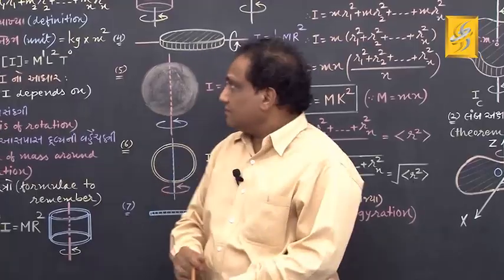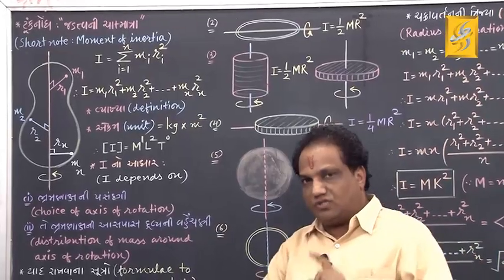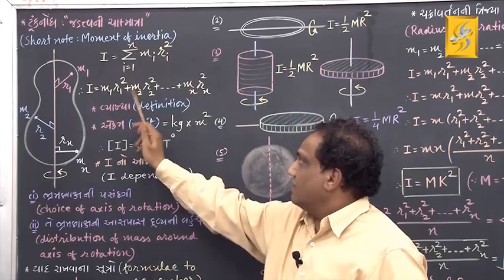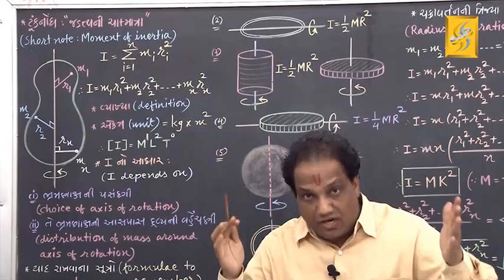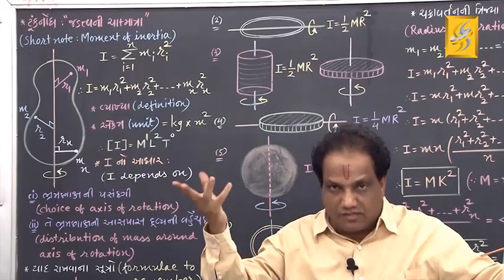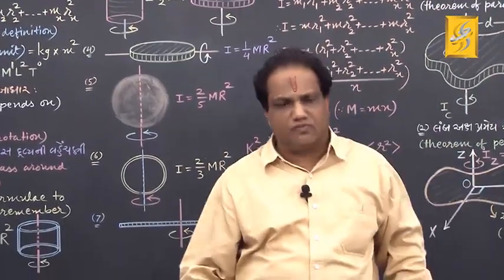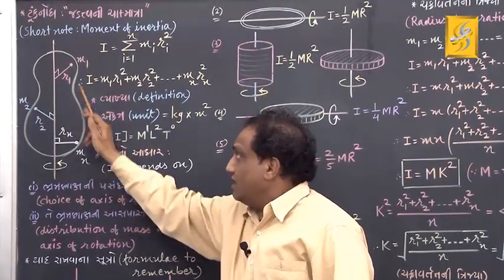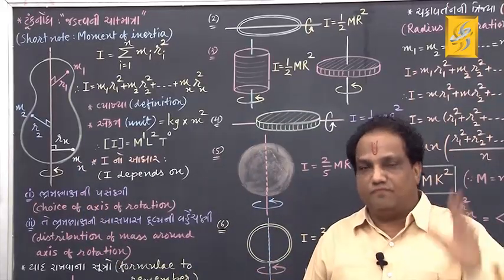I repeat, if m1, m2, dash dash dash, mn are the masses of constituent particles of a given rigid body, and if r1, r2, dash dash dash, rn are their respective perpendicular distances from the given stationary axis of rotation, then the summation m1 r1 square plus m2 r2 square plus dash dash dash plus mn rn square is called the moment of inertia of that rigid body rotating about that stationary axis of rotation. Full stop. Got it?